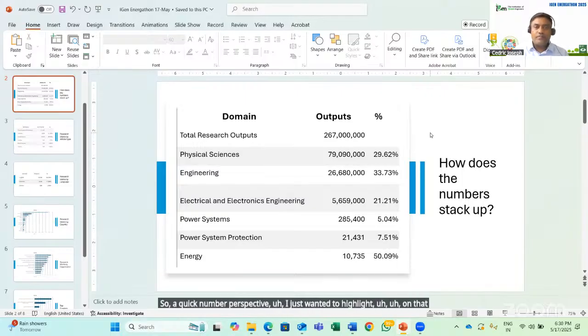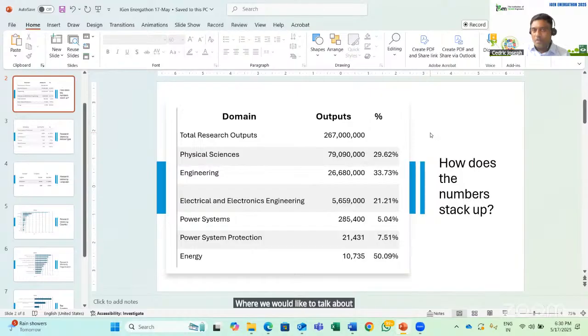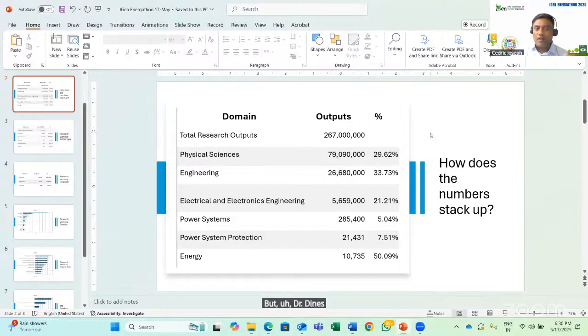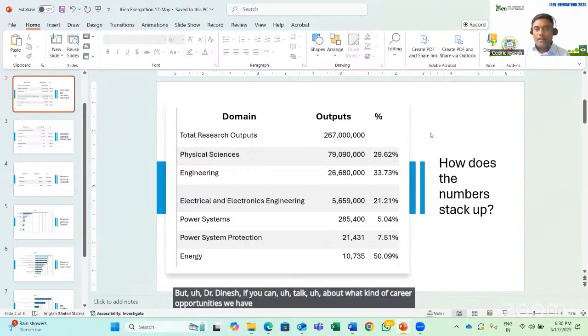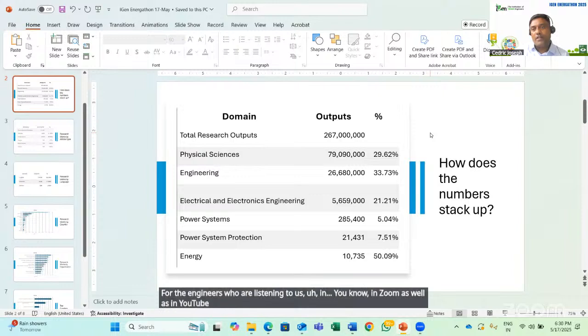And I think this takes us into the last section of this session, where we would like to talk about career opportunities. Doctor had mentioned briefly about that, but Dr. Dinesh, if you can talk about what kind of career opportunities we have in power systems specifically, for the engineers who are listening to us on Zoom as well as on YouTube, that will be pretty helpful.